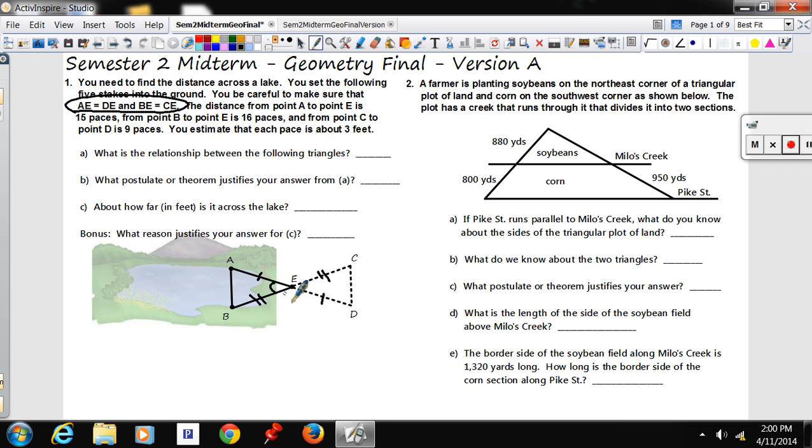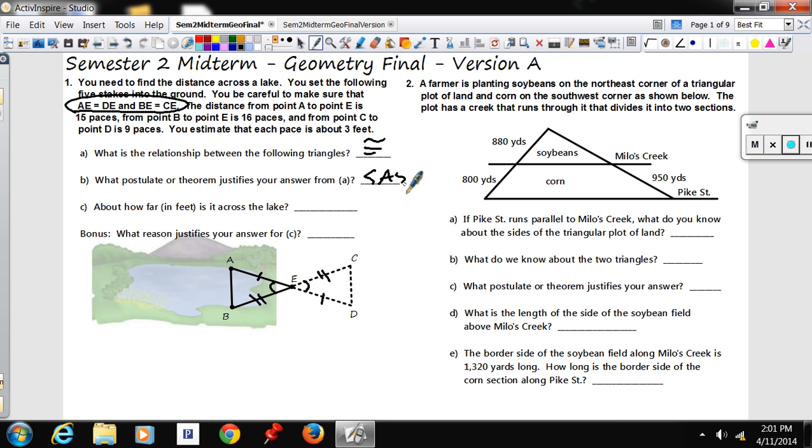And what do we always know about vertical angles? Vertical angles, the theorem says they have to be equal. So what does that tell me about these two triangles? The two triangles have to be congruent. Letter B says, why are they congruent? What postulate tells me they're congruent? And that's SAS. You can see it right there. You've got a side, angle, and a side.